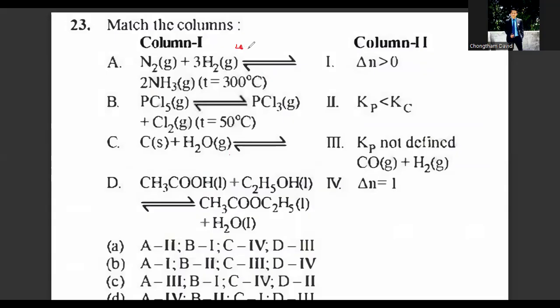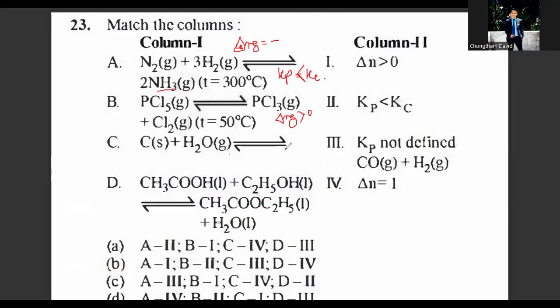Delta Ng is negative, and I'm saying negative because 2 minus 4 is minus 2. So Kp and Kc: Kp would be less than Kc in this case. And for this second option, delta Ng is greater than 0, positive.